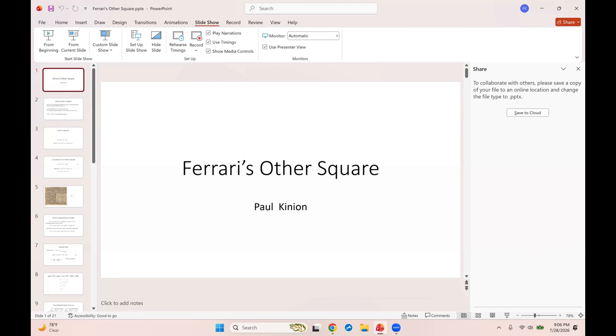Well, I'll just go with what I got here. Ferrari's other square. This is from Lodovico Ferrari way back in the 1500s. He was mentioned in Girolamo Cardano's Ars Magna in relation to solving a quartic polynomial. And in that process, he developed something called Ferrari's square, which I'll show you in a little bit.